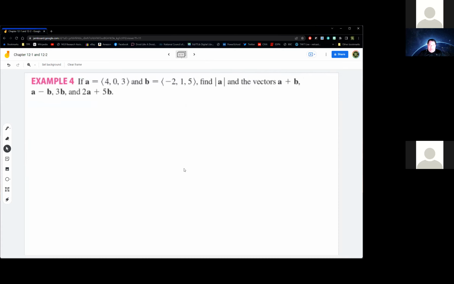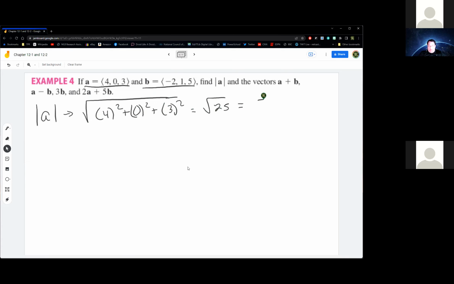Okay, so we have two vectors here, vector A and vector B. The first thing they want is the magnitude of vector A. So that's 4 squared plus 0 squared plus 3 squared. So you've got 16 plus 9. So my magnitude of vector A is 5. And this one, I'm just doing the magnitude of vector A, so I'm not using the B at all in that situation.